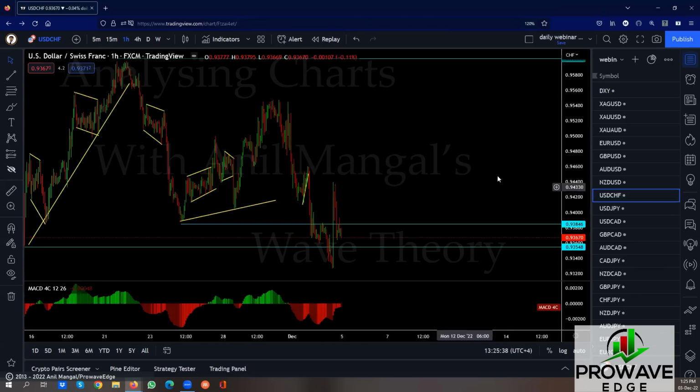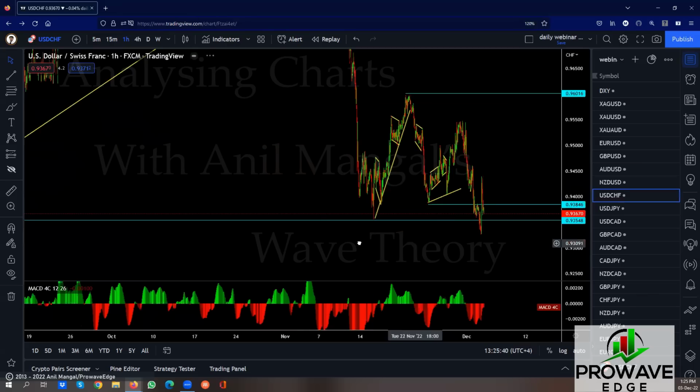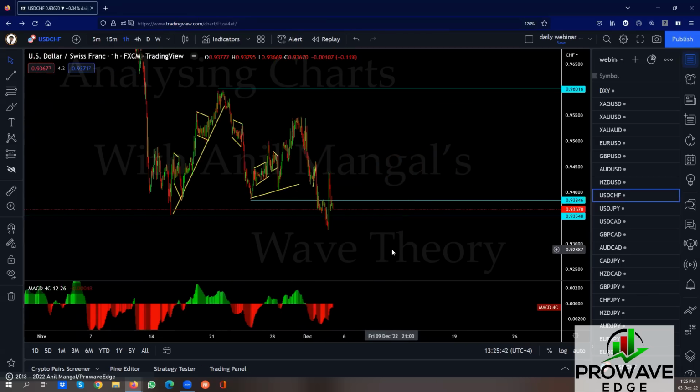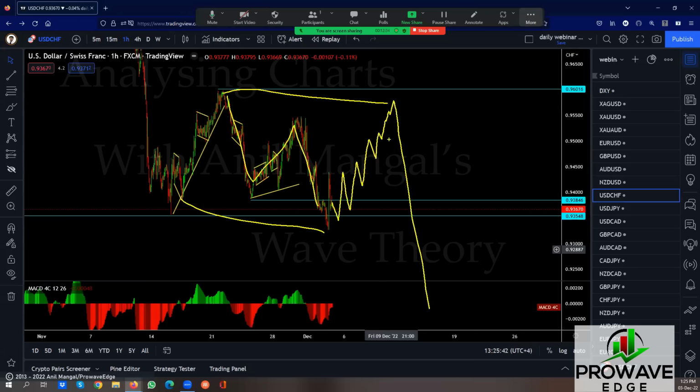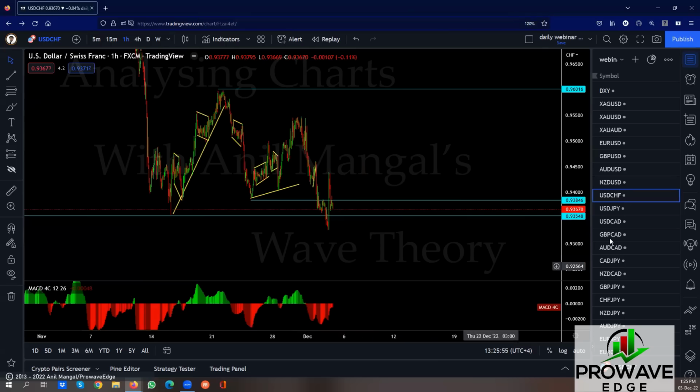For Swiss, pretty much in a sideways move. So this is definitely going to go back up. We assume this is 1, 2, 3, and we broke the low. So at some point, regardless of what it does, it has to come back here and then drop. This one is already telling us that is going to happen. So we might be buying Swiss next week.